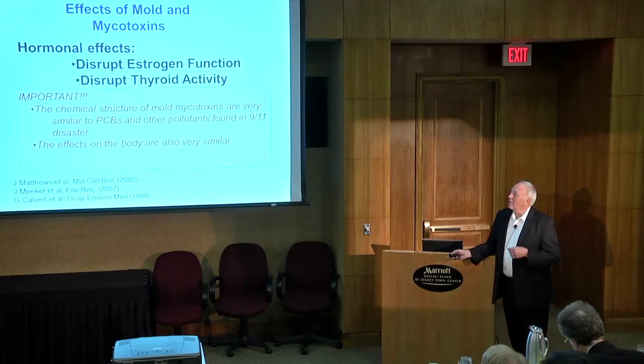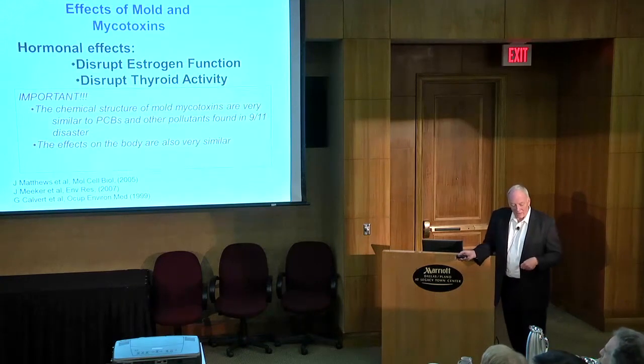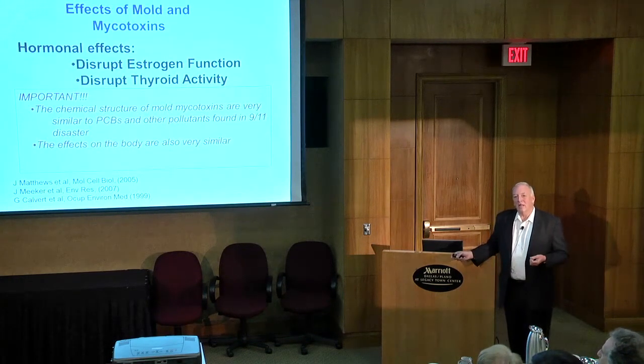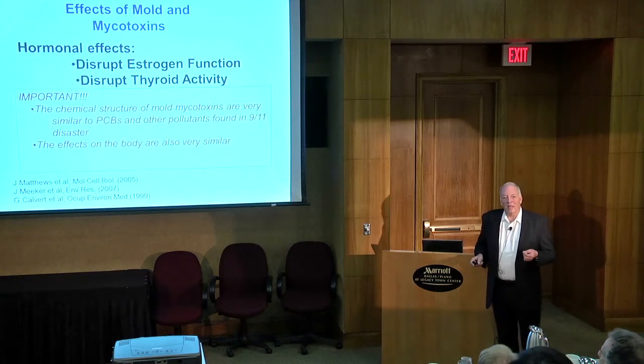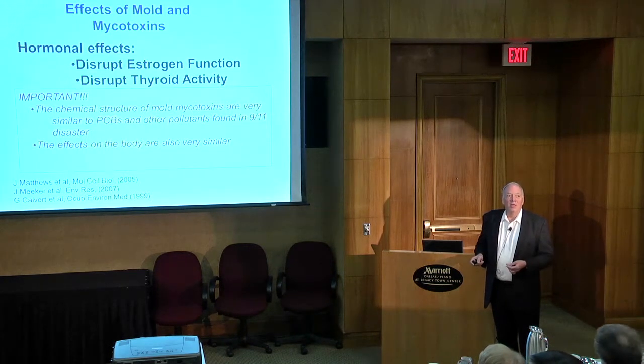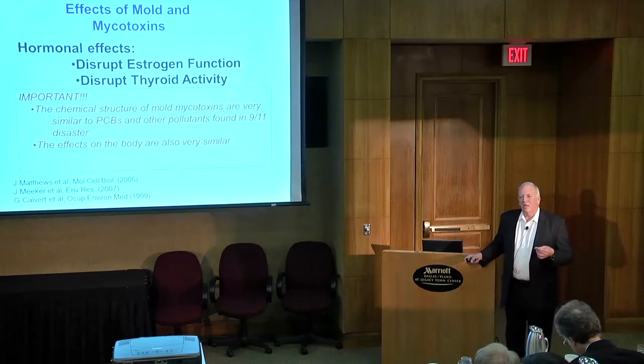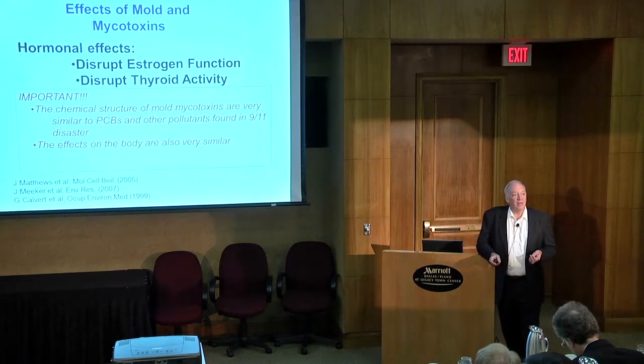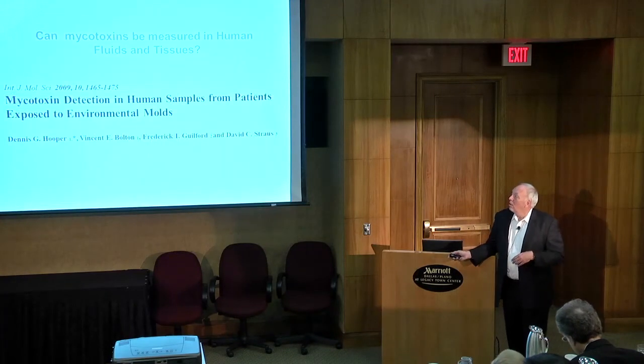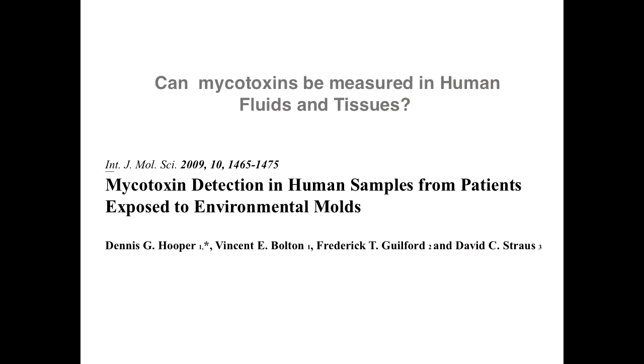Now, the reason that I put this slide on is because in validations in a laboratory setting, we have to ask, are we really measuring these toxins, or are we measuring something else that is similar? So we had to look at a number of hormones, especially estrogen, progesterone, testosterone, and some of the steroids, to see if we pick those up instead of the toxins. Because if you look at those structures, they're very similar to some of the hormonal structures. So we asked, can mycotoxins be measured in human fluids and tissues?